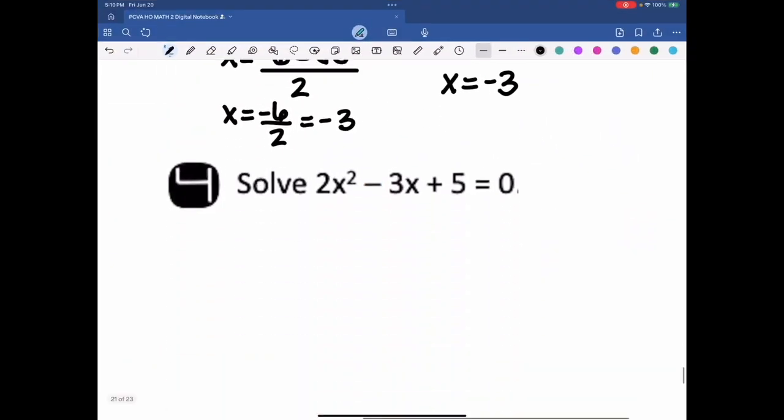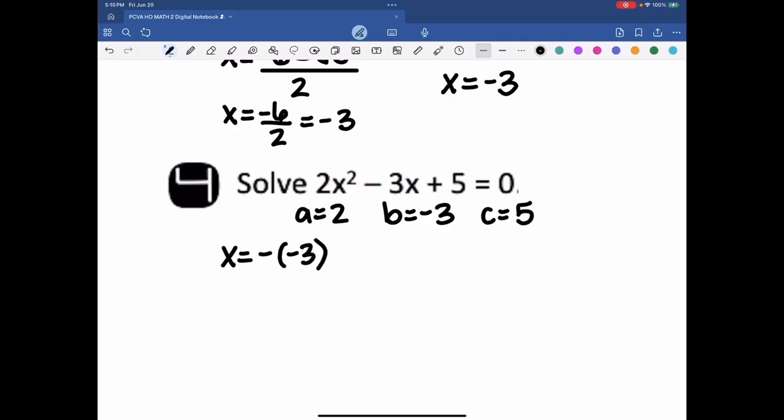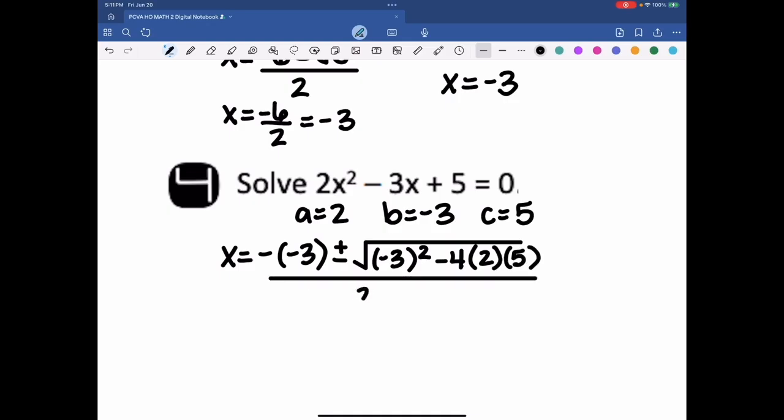All right, and my last one here. So I have 2x squared minus 3x plus 5. So I have a equals 2, b equals negative 3, and c equals 5. So we're going to do x equals negative b, so 3, plus or minus the square root of negative 3 squared minus 4 times 2 times 5, and then we're going to divide that all over 2a, which is 2 times 2.